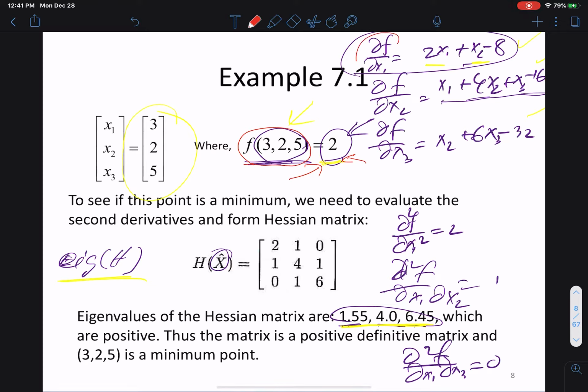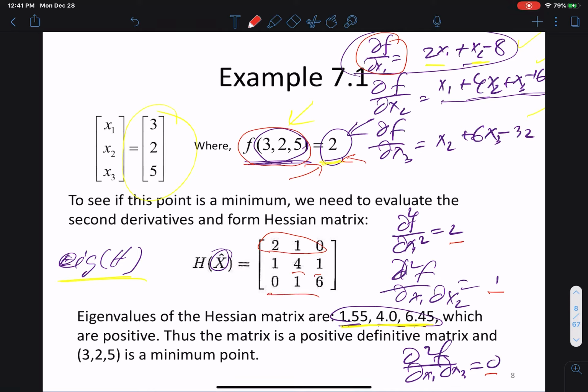If I take the second derivative of this one over here, first with respect to x1, I get 2. With respect to x2, I get 1. With respect to x3, I get 0, right? So that's right here. Then I can do the same thing for the second one. With respect to x1, I get 1. With respect to x2, I get 4. With respect to x3, I get 1.